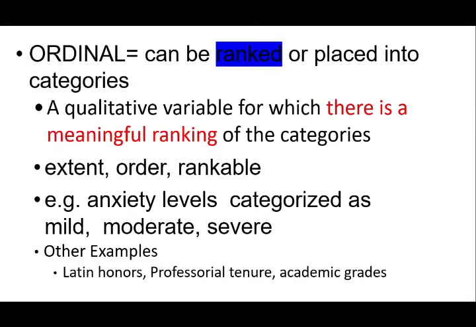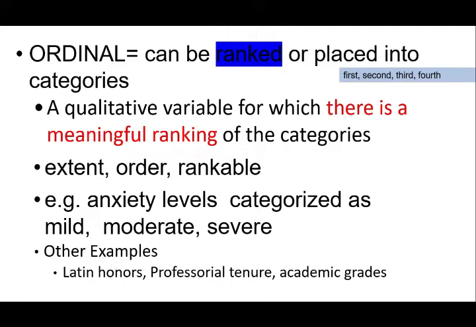Now what about ordinal data? These variables can be ranked or placed into categories. So it is a qualitative variable for which there is a meaningful ranking of the categories. So there are values that are higher than others. Although they have no meaningful numerical value, one value is higher than the other values. Example, first honors, second honors, third honors, fourth honors. Who is higher? Of course, first honors.